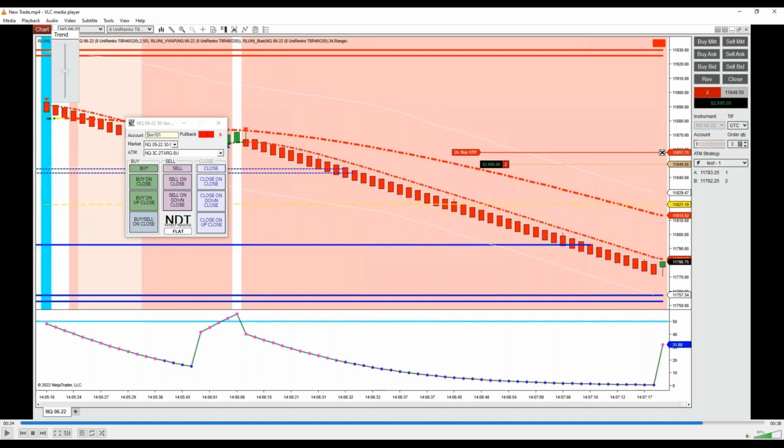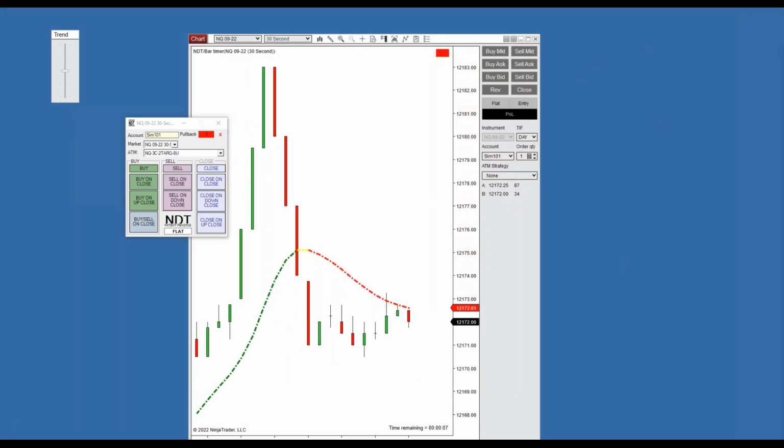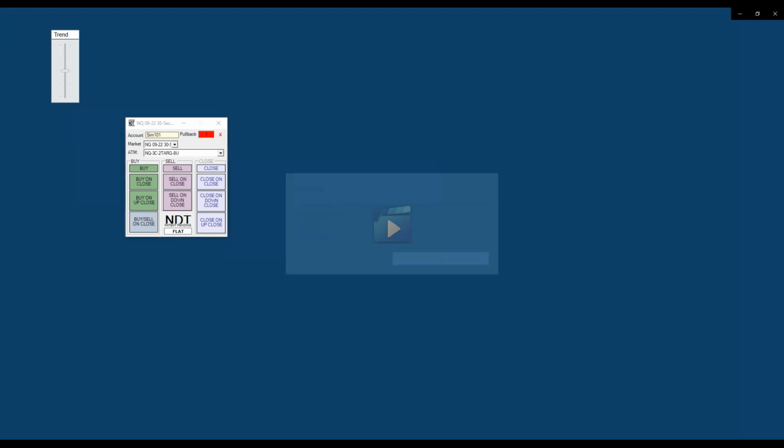So let me show you that operational one in one other trade. I just have to find it on here. Let me see if this is one of them. So I need that VLC player. And what I like about this is once you enter the trade, you never touch the trade again.